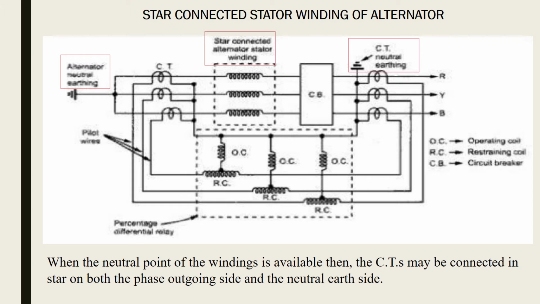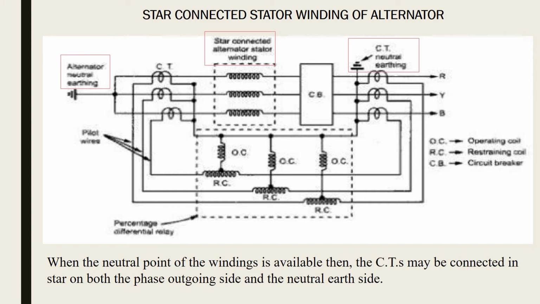Here, this figure shows the star connected stator winding of an alternator protected with the help of bias differential protection. These three are the star connected alternator stator windings, connected in star as you can see in the figure. A common point is there, the neutral, earthing. In this case, CTs are placed on both sides of the windings, as you can see in the figure: CT connections on this side and CT connections on this side.